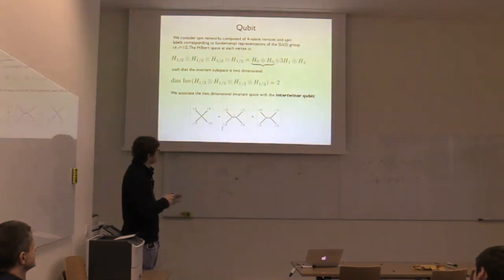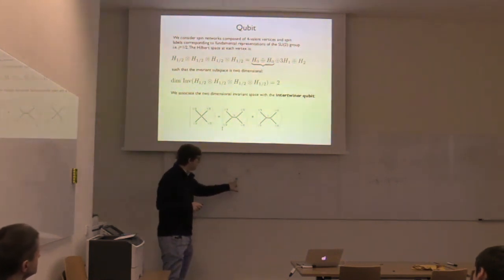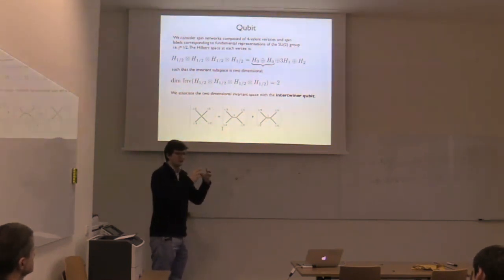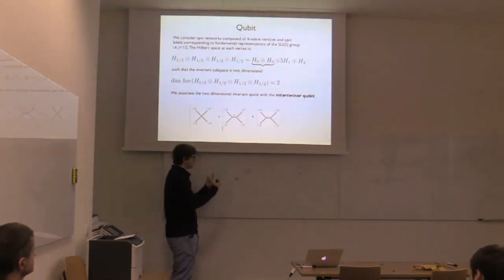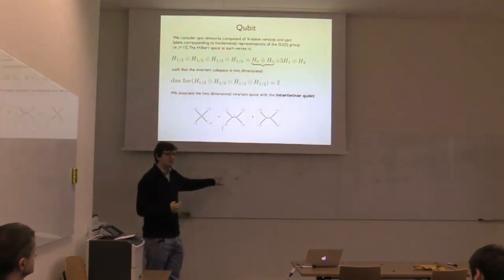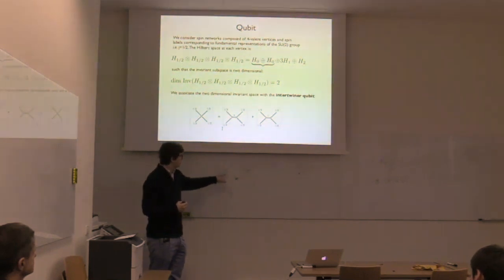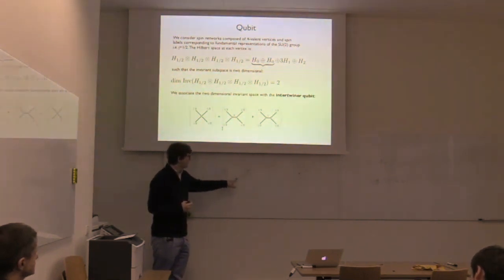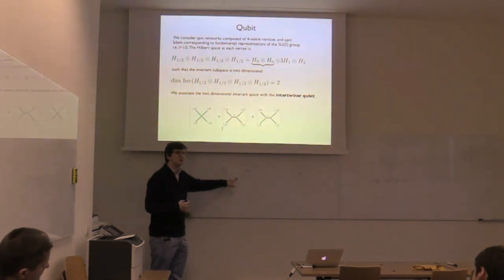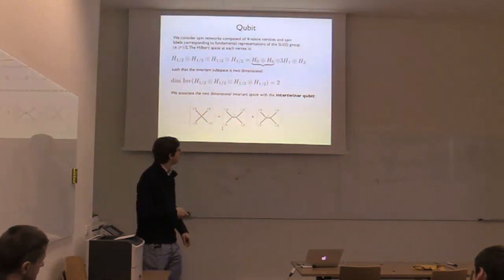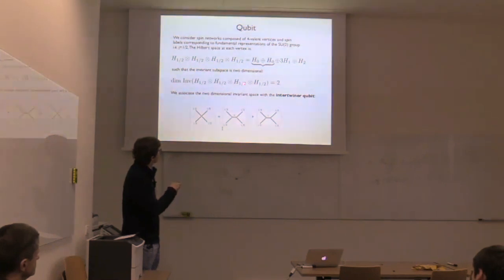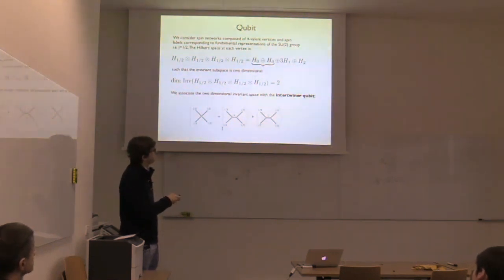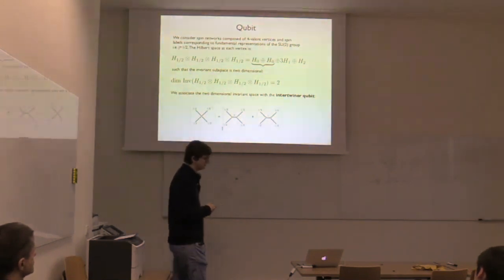So in this special case, when you consider nodes which are 4-valent, and they are dual to the tetrahedra, 3-simplex, and you assume that all your spin labels correspond to the fundamental representation of the SU(2) group, then the dimensionality of the Hilbert space at the node is equal to 2. And I use this 2-dimensional Hilbert space as a qubit space. Okay, I will call it the intertwiner qubit.